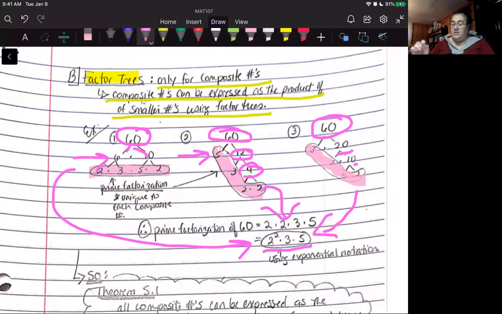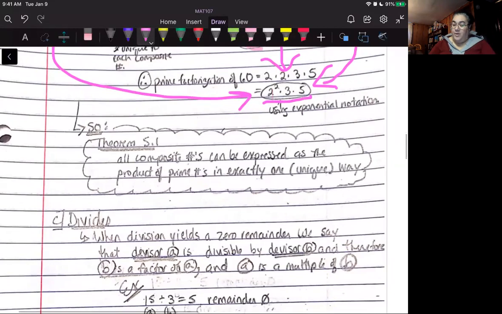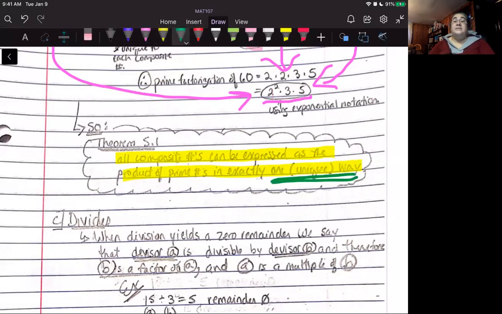And that is because of the following theorem. Okay? The theorem states that all composite numbers can be expressed as the product of prime numbers in exactly one unique way. Okay? So all composite numbers have one and only one prime factorization.